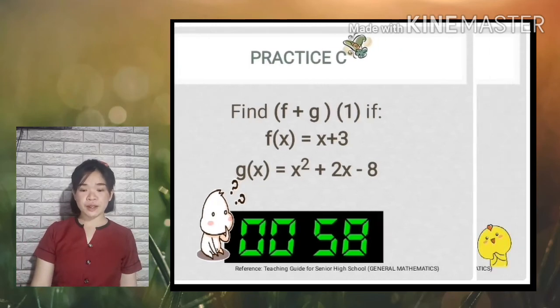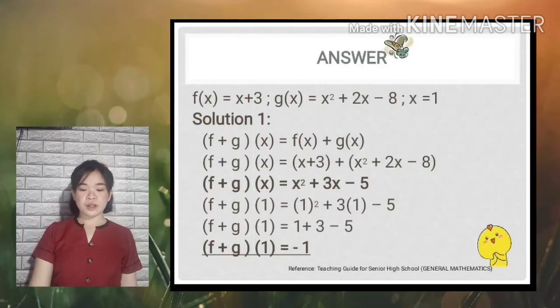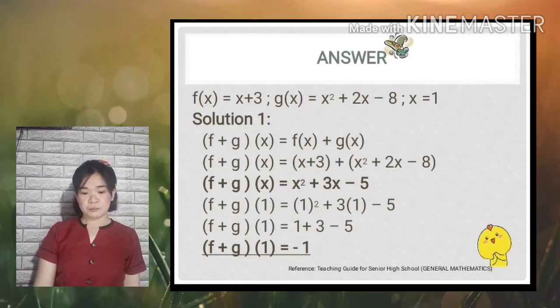Okay, so show your final solution. So that will be x plus 3 plus the quantity of x squared plus 2x minus 8. So from here, x squared plus 3x minus 5, we are going to evaluate. So this is solution 1. Okay, so 1 squared plus 3 times 1 minus 5, that will be 1 plus 3 minus 5, which is 1 plus 3 is 4 minus 5, that is negative 1. That is the solution 1.